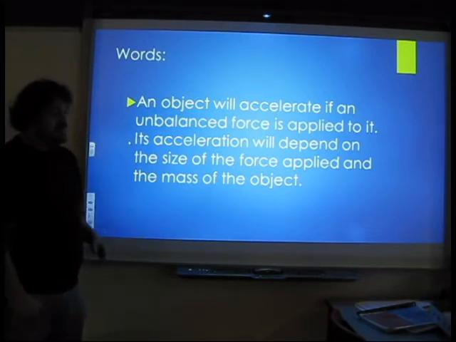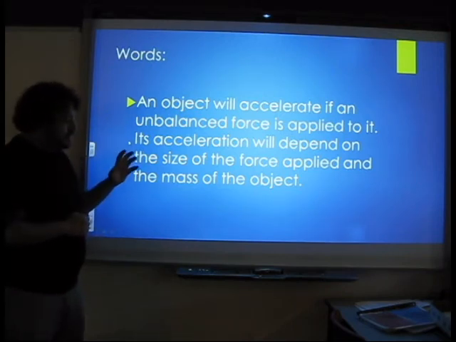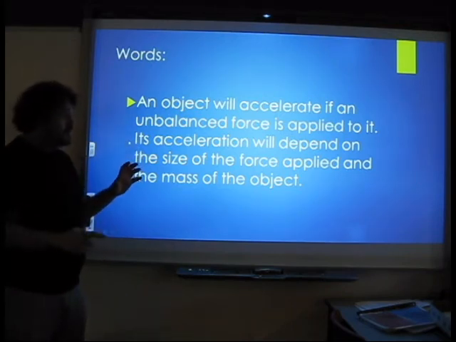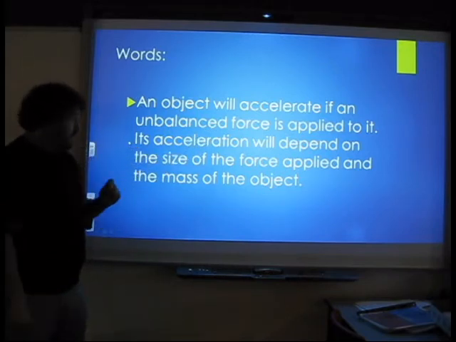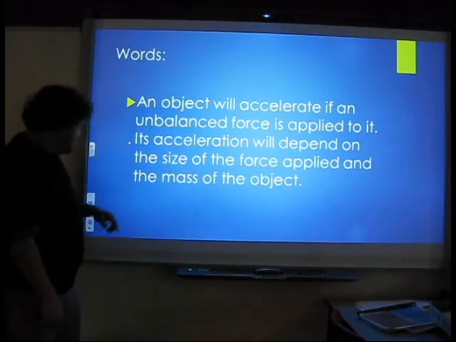So first off, basically an object is going to accelerate if an unbalanced force is applied to it. In other words, if a force applied to it is bigger than any of the other forces, it will move off in that direction. So its acceleration will depend on two things: the size of the force applied to it and the mass of the object.